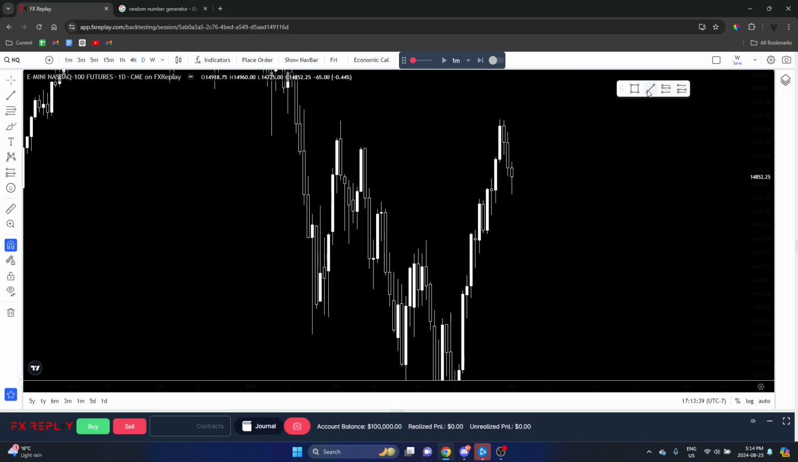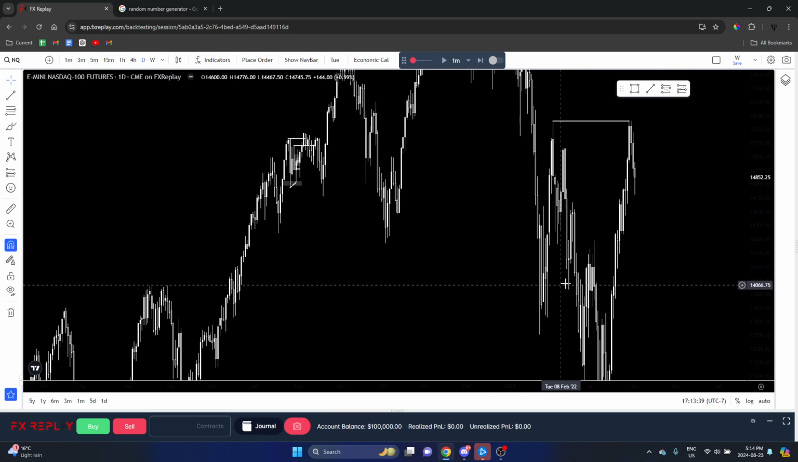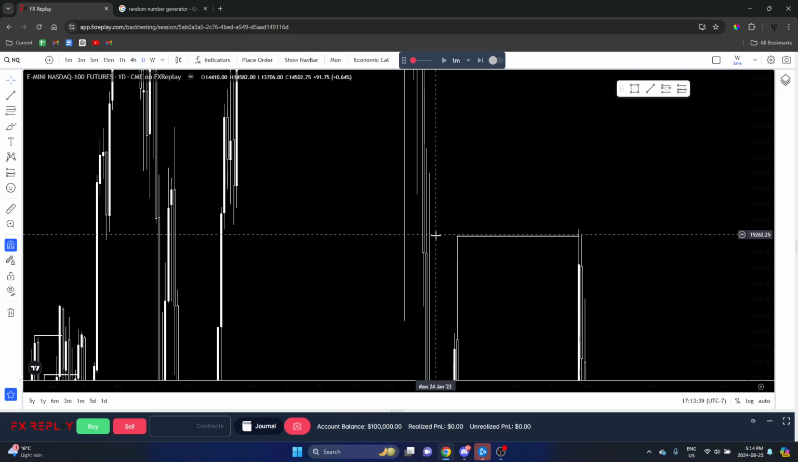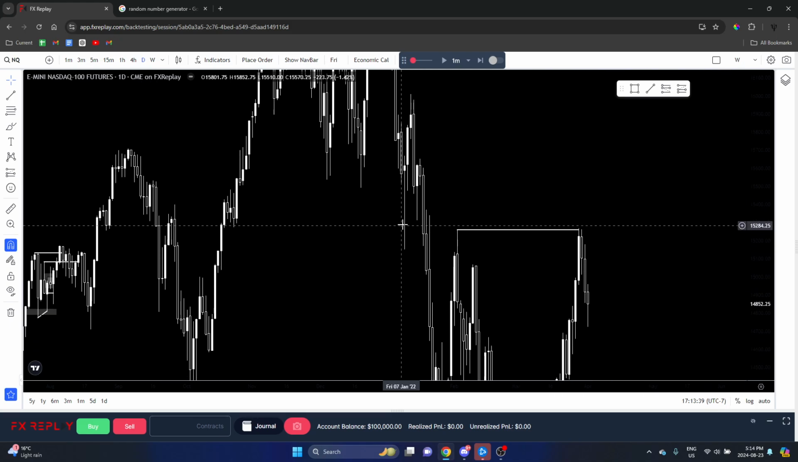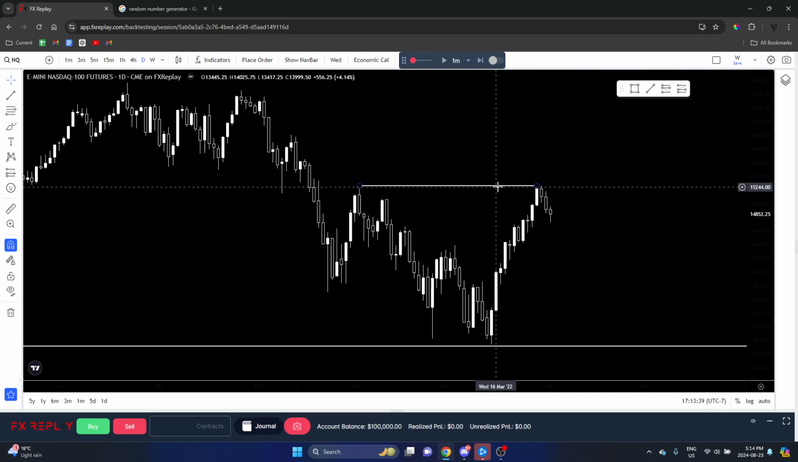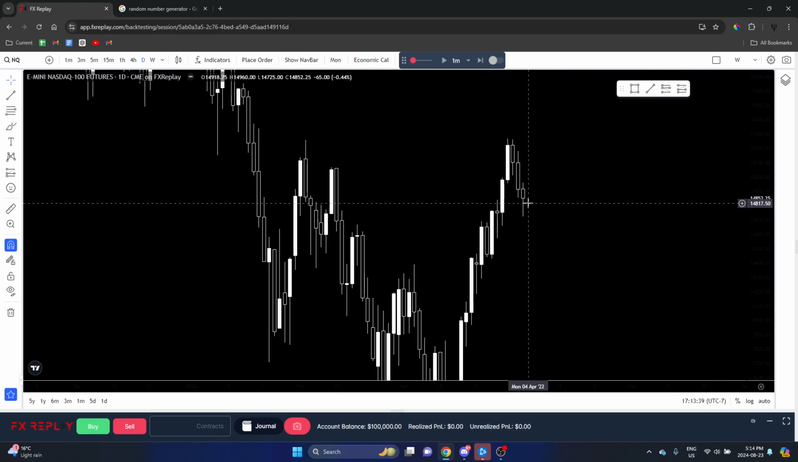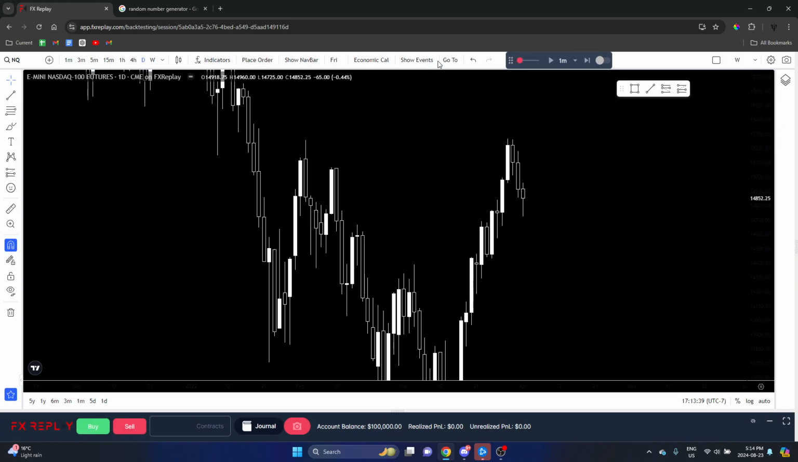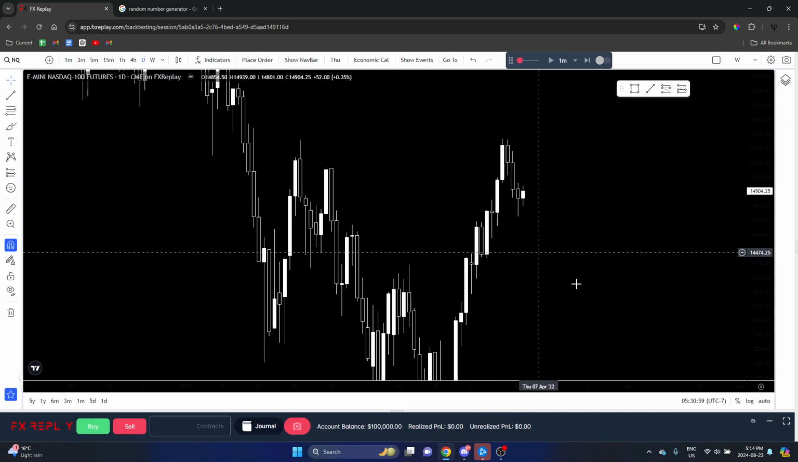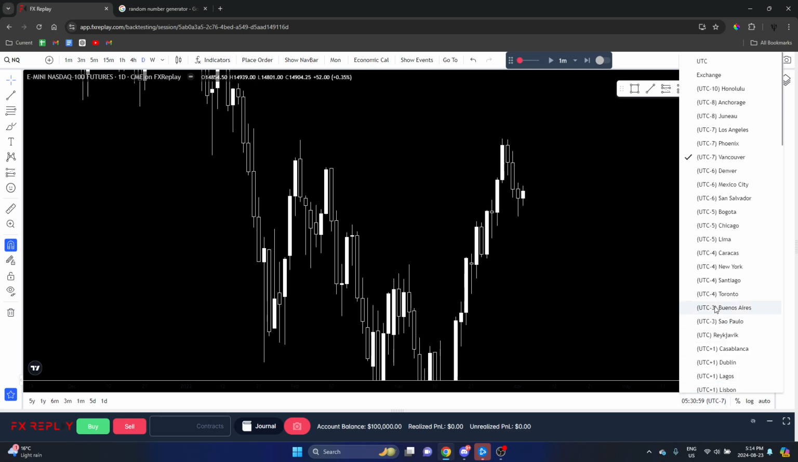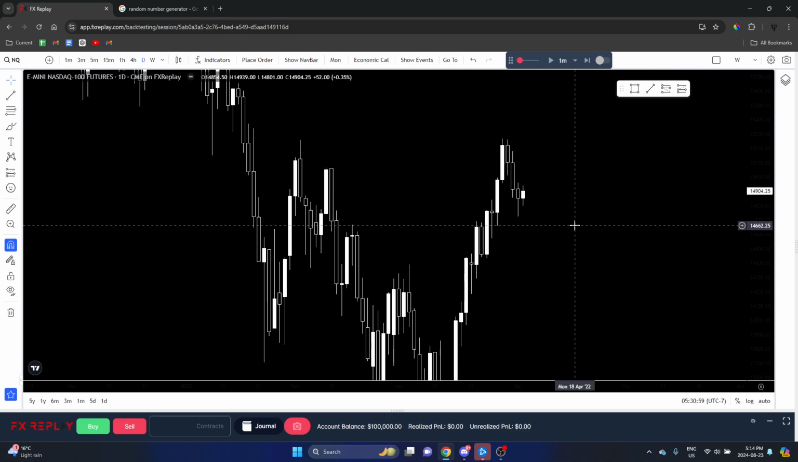And I like how we swept this high with very little displacement. But I'm going to have a bit of a chameleon bias going in. Chameleon bias meaning I'm not really sure. I'm going to go to New York session here. Just so you guys know, I live on the West Coast, so my time will be 3 hours behind what it might be for you guys in New York time.